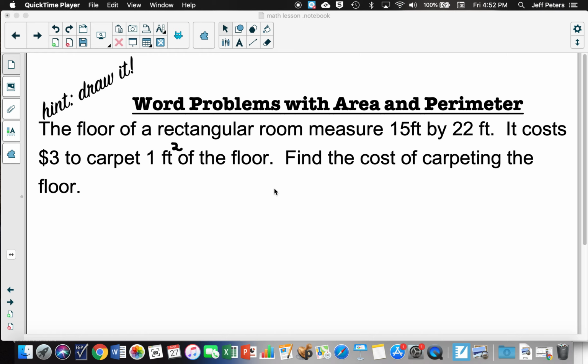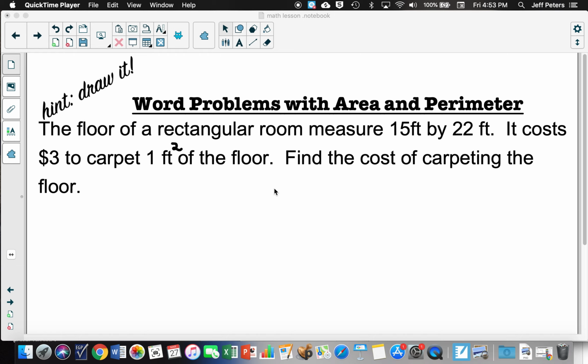You can copy down the question. You can follow along with me. If you want to rewind the video, you can always do that as well. So I'm going to go ahead and read the problem. The floor of a rectangular room measures 15 feet by 22 feet. It costs $3 to carpet 1 square foot of the floor. Find the cost of carpeting the floor.